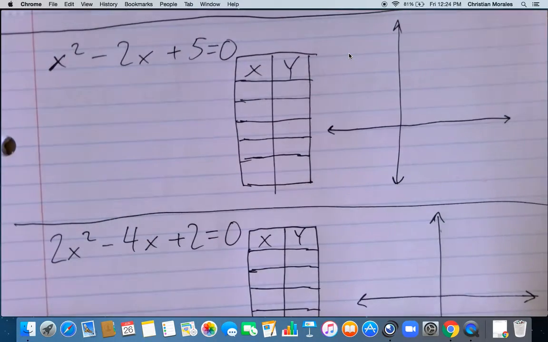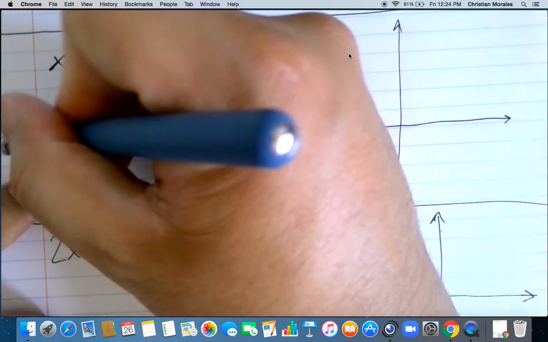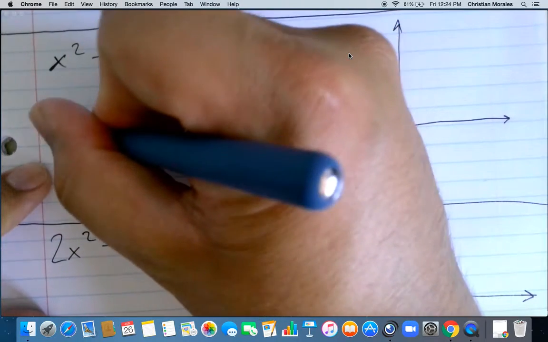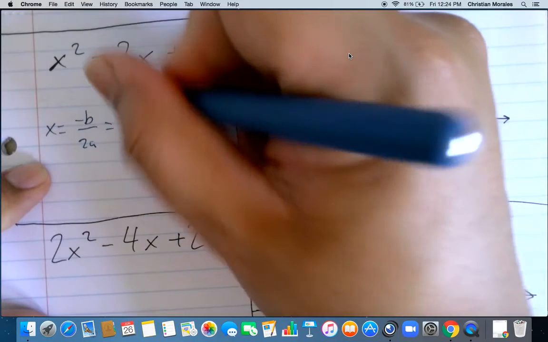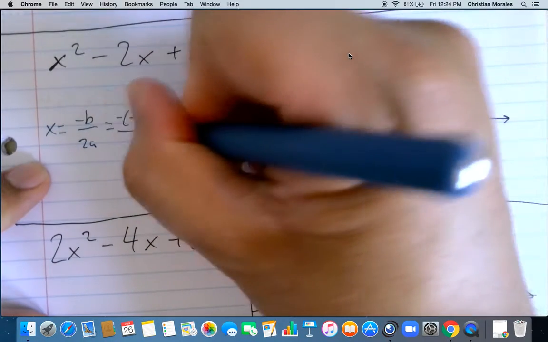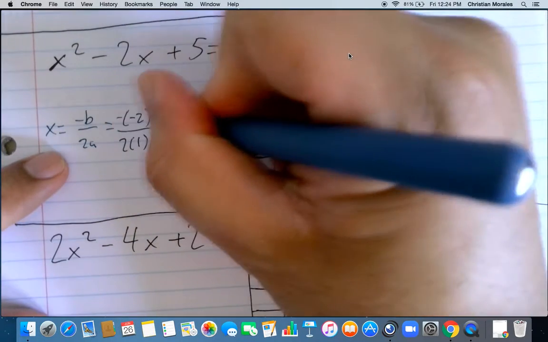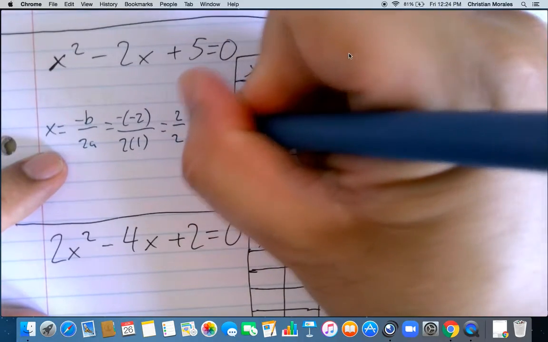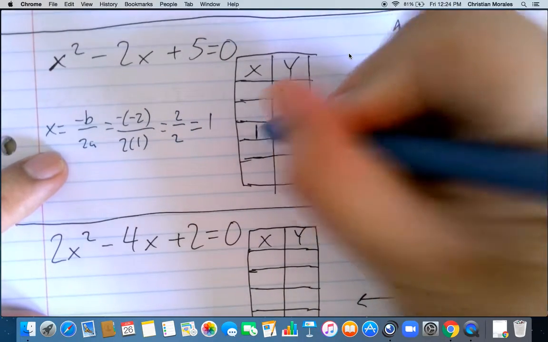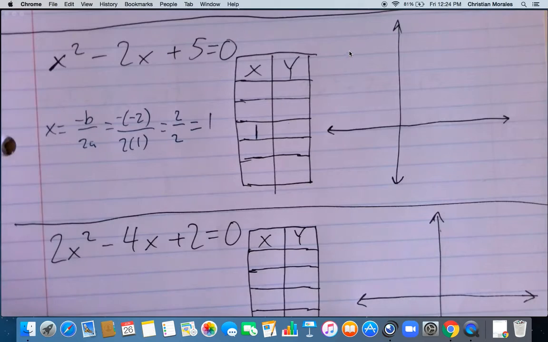Okay, let's start with, again, the axis of symmetry, negative b over 2a. So in this case, it would be negative negative 2, and 2 times 1. So I get 2 over 2. I get 1. So the number in the middle is going to be a 1. All right. Again, you need your calculator.